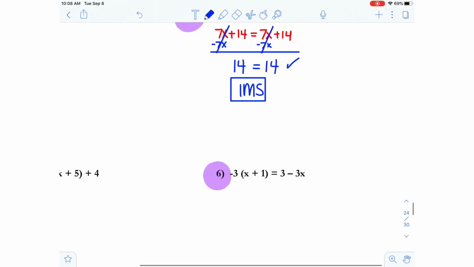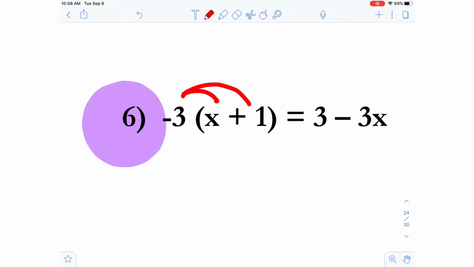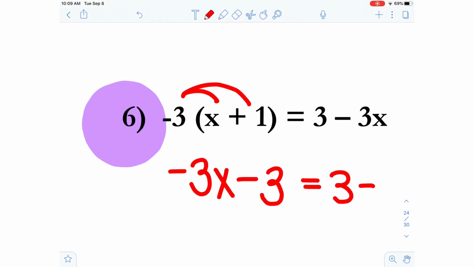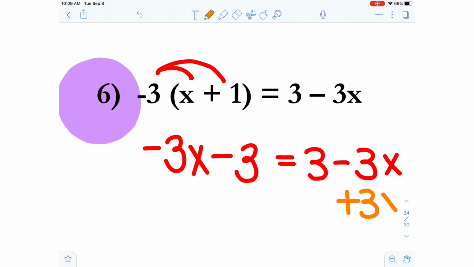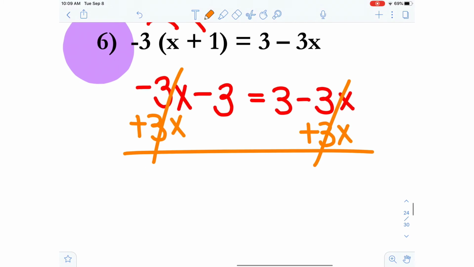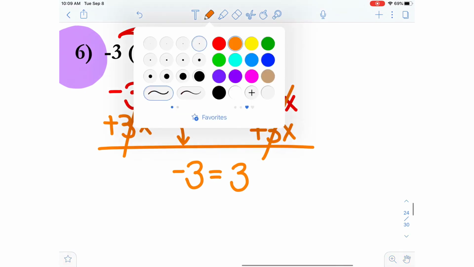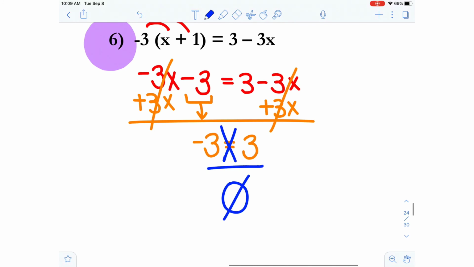And last problem, let's go ahead and distribute this -3. Okay, what do I get? I get a -3x minus 3 equals 3 minus 3x. We are going to combine over my variables. So let's add over 3x to the left. And it cancels on both sides. Be very careful with this one. What I'm left with is -3 equals +3. And that is not a true statement. -3 is not equal to +3. So this is a no solution.